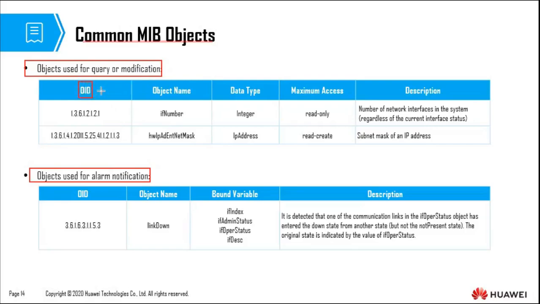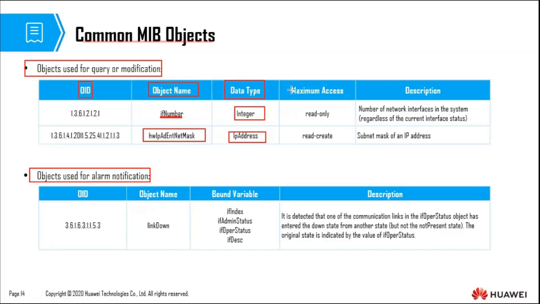So objects that are used for query or modification will be defined, number one, by the OID, object identifier. Then they'll also have an interface name. For example, ifNumber means it's an interface. This one here, I think, is hardware network mask. Then the data type. The data type for the interface is going to be an integer. For this one it is an IP address.